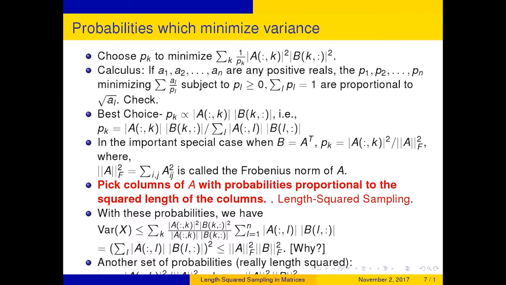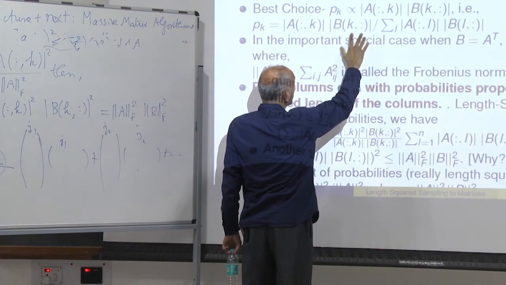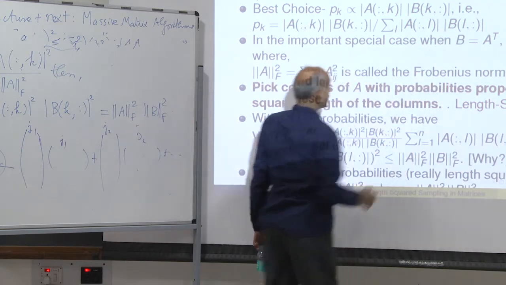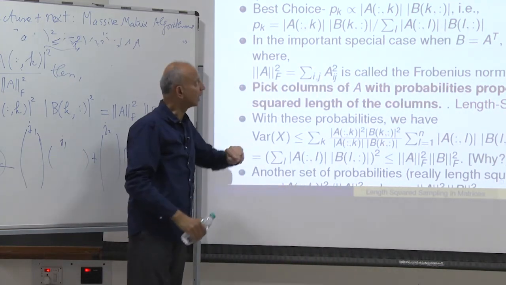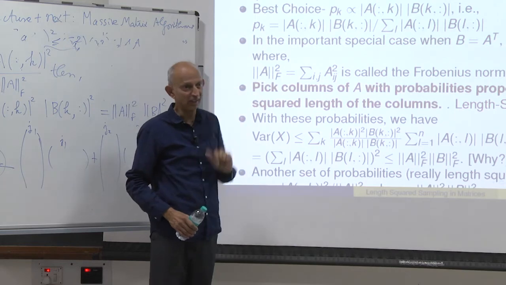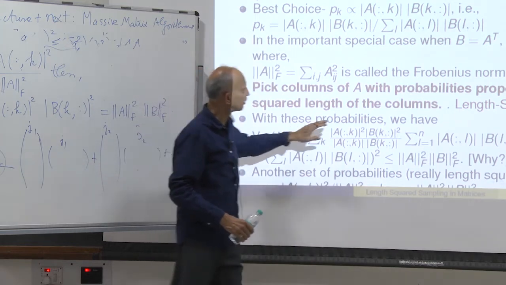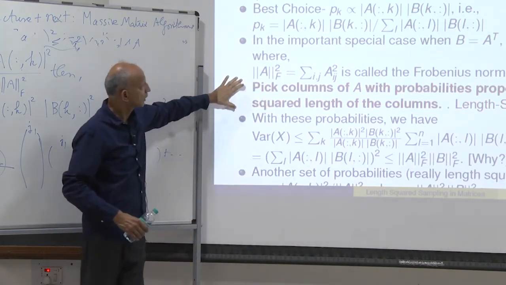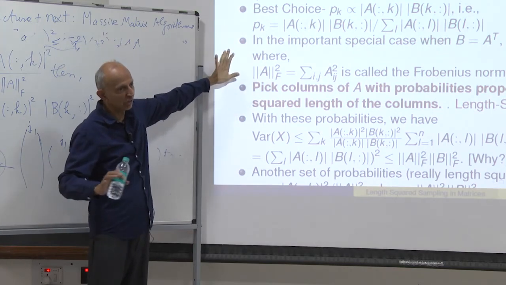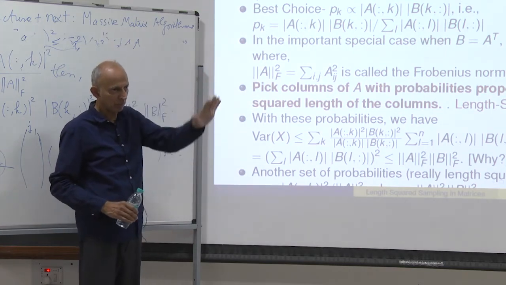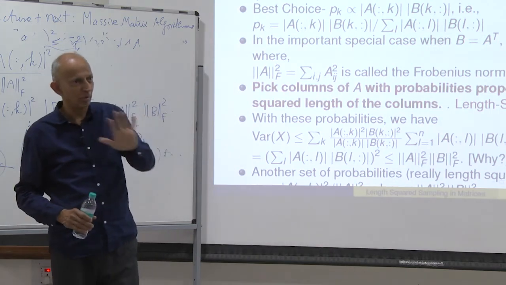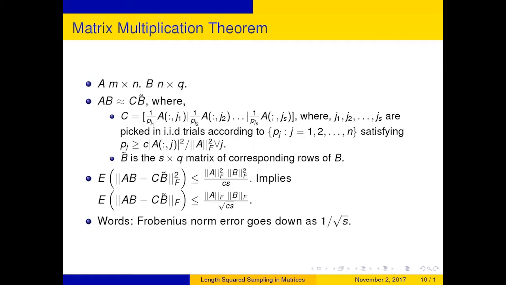So if all the rows of B have the same length, this can be cancelled, and you get not length squared sampling, but length sampling. Length squared comes from AA transpose. In AA transpose, it's length squared. And that was the central problem. The variance covariance matrix was the central problem you wanted to solve. So it's best and easiest to remember the matrix multiplication theorem by these words. We'll use them two or three times, so it's nice to remember these words.